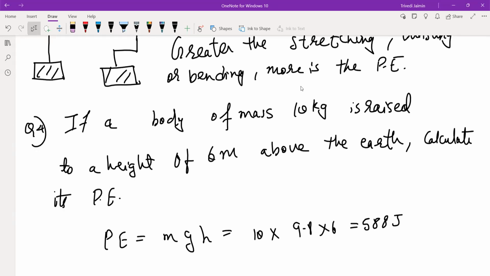Sir, it should be minus 588, right? Because it is above the Earth's surface, raised above. If a body of mass 10 kg is raised to this height, we are going against the gravity. If we take against the gravity as negative, then yes, it is negative above the Earth's surface. And if this object is coming towards the gravity, it will be plus.